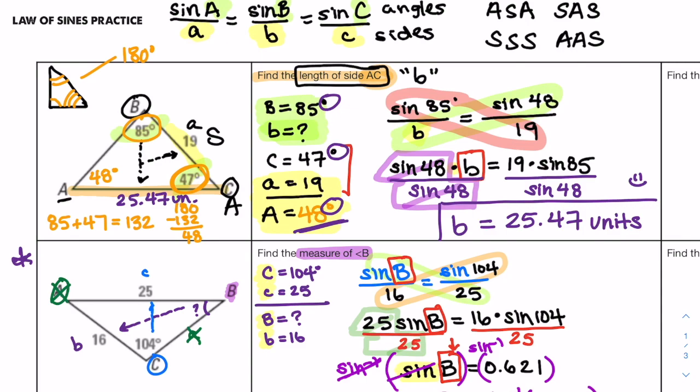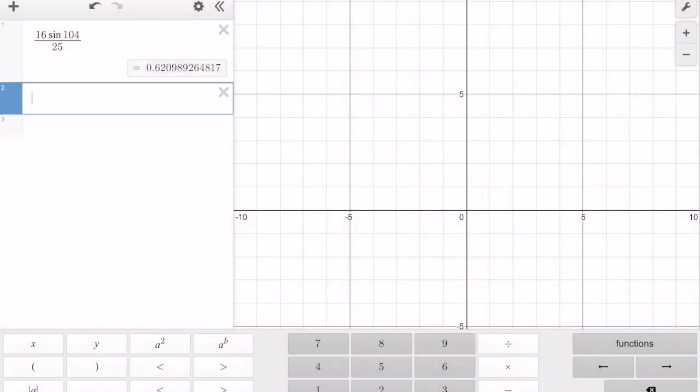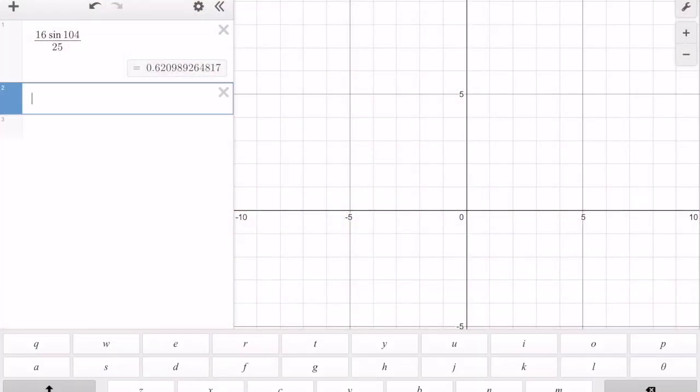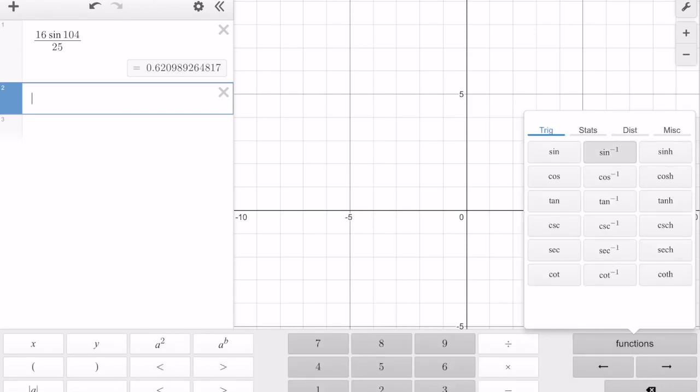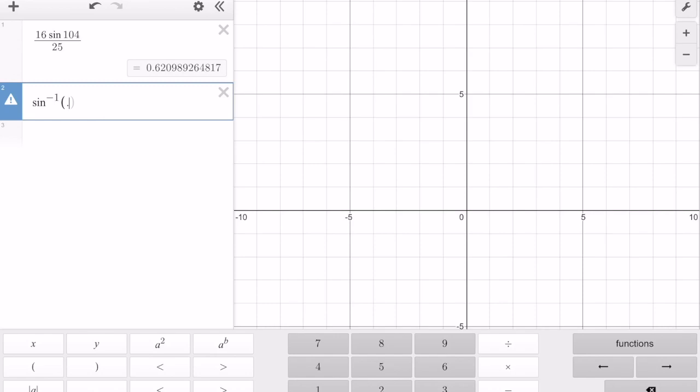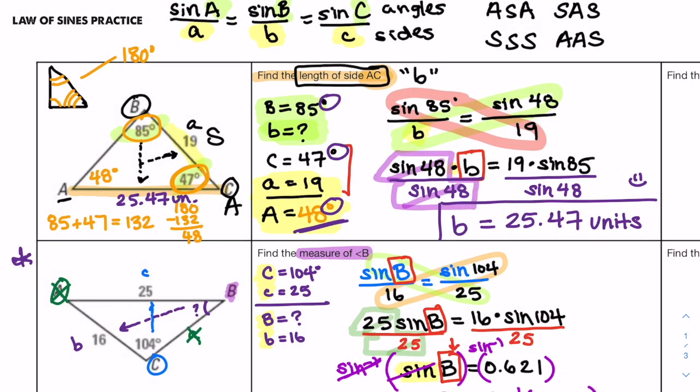So I'm going to go to Desmos now and I'm going to do the inverse sine. So I'm going to go to a new line here. Actually, let me go to functions, sine inverse of 0.621. And if you notice, it says 38.39-ish. So angle B is about 38.39 degrees.